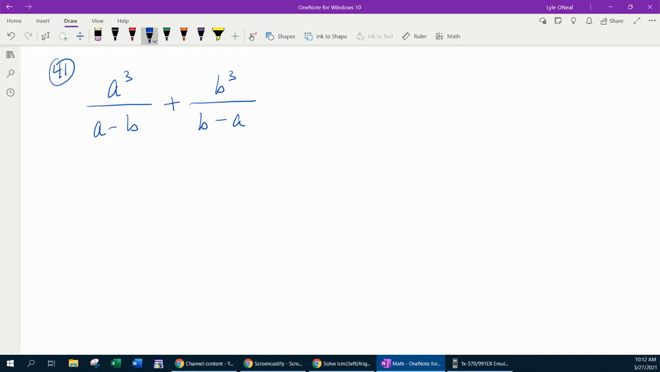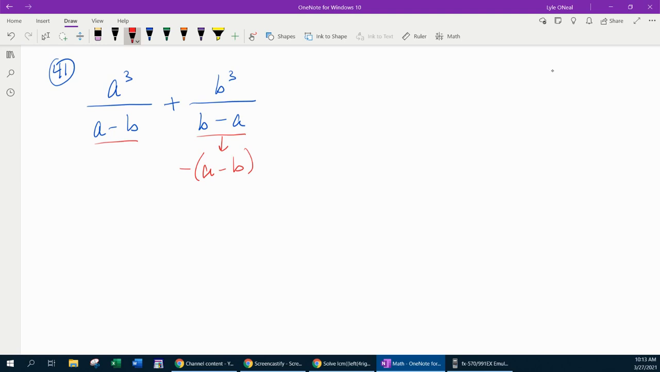All right, for our next example here, number 41, it gets a little more exciting. Remember, to add or subtract fractions, we need a common denominator. Here, these denominators, a minus b and b minus a, those are not the same because subtraction is not commutative. So what we're going to have to do is somehow make the b minus a turn into an a minus b. And the way we can do that is we can simply factor out a negative.